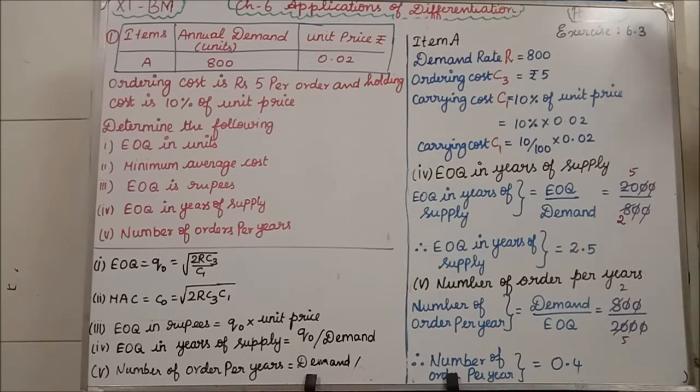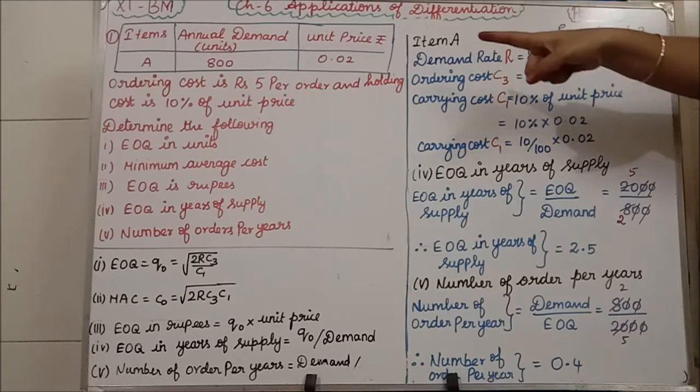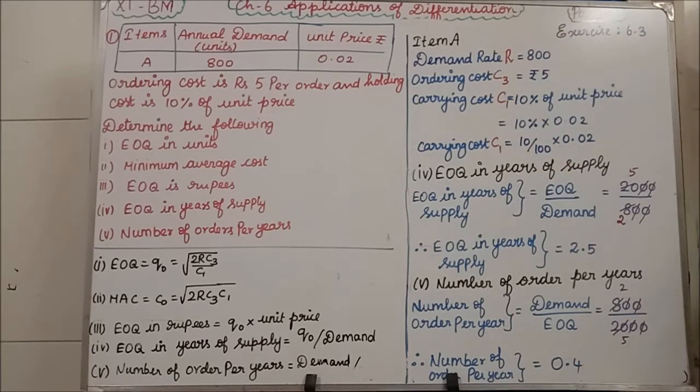Clear? Students, how I did for item A, all the 5 subdivisions, the same model you are going to do for B as well as C. This is a very simple and easy problem. Clear students? Next we'll see the second question in exercise 6.3.